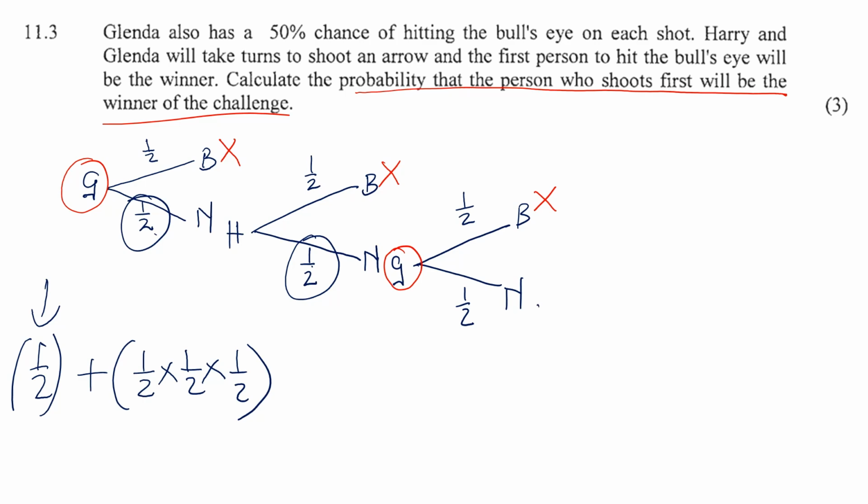It's Harry's turn. So with Harry again, there are two possibilities: either beat or not beat, right? Which is still 1/2, 1/2. But let's say even this Harry, because we don't want Harry to beat. Our focus is on Glenda as the first person, because the question is asking what's the probability that the first person you call will be the winner of this challenge?